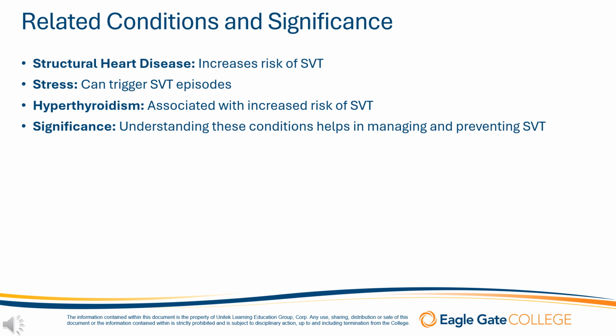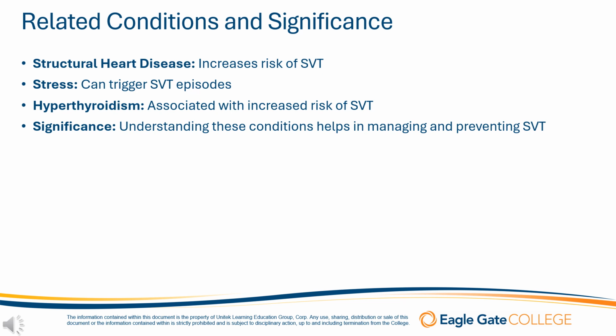Hyperthyroidism, a condition characterized by an overactive thyroid gland producing excessive thyroid hormones, can increase the risk of SVT. Thyroid hormones have a significant impact on the heart's electrical system, increasing heart rate and enhancing the excitability of cardiac cells. Patients with hyperthyroidism often experience tachycardia, palpitations, and an increased likelihood of SVT due to the heightened sympathetic activity and increased metabolic rate.